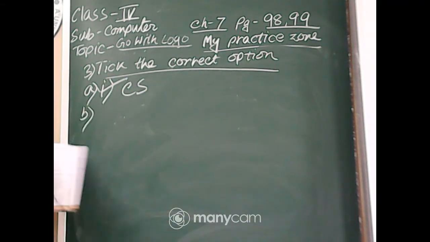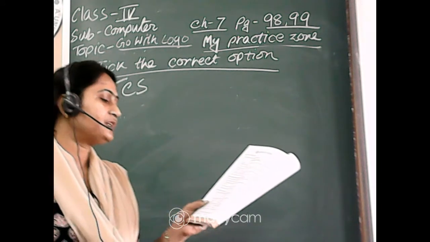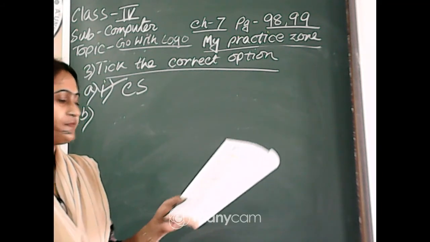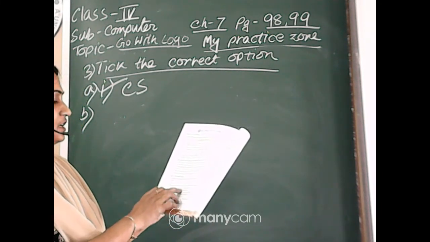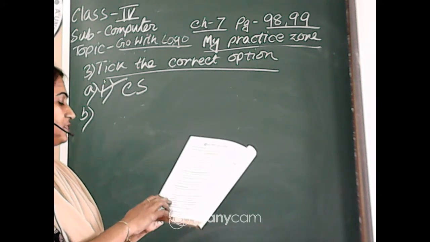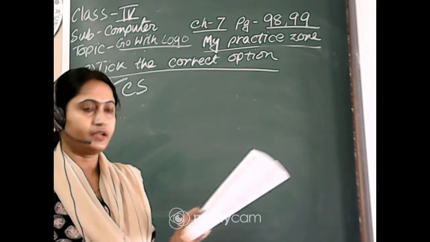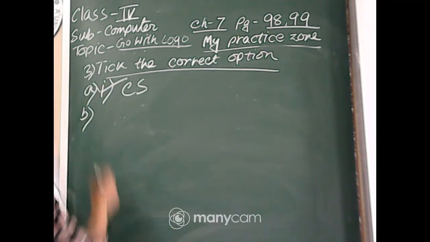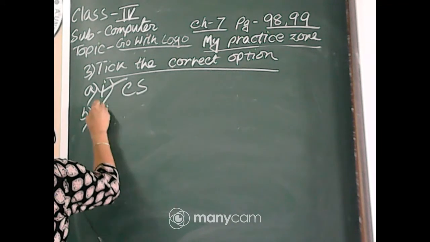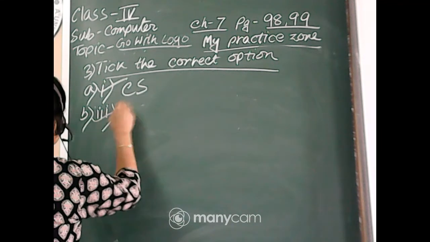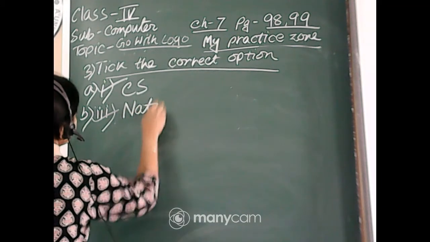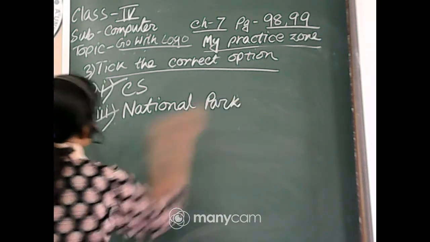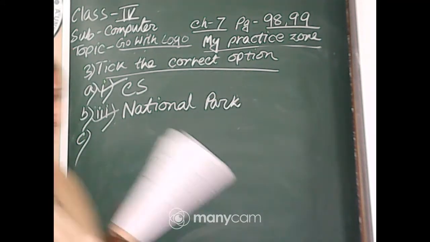Next number B. What will be displayed on the screen if you type print national park? Option 1, print in brackets national; option 2, national park in brackets; option 3, national park only; and option 4, national park in inverted commas. Option 3. Only the words national park will be seen on the screen.